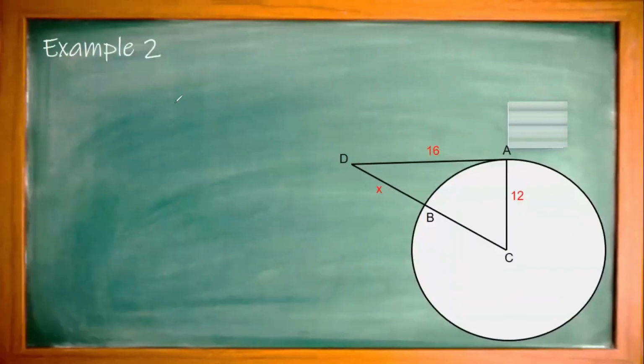Okay, let's proceed to example number 2. Based on the illustration, we have 16 for line segment DA. For line segment AC, that is 12. For line segment DB is X, and we don't have any value for BC. Take note that the length of AC is equivalent to BC based on the definition itself that they are congruent because they are radius. So therefore, we have 12 units for BC.